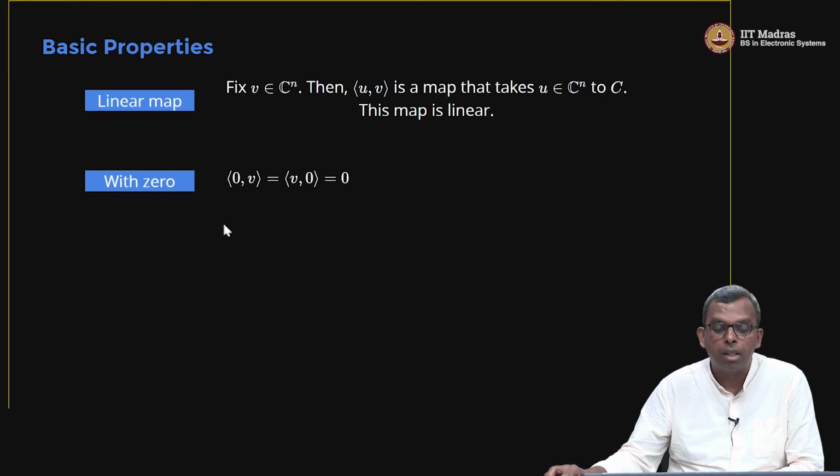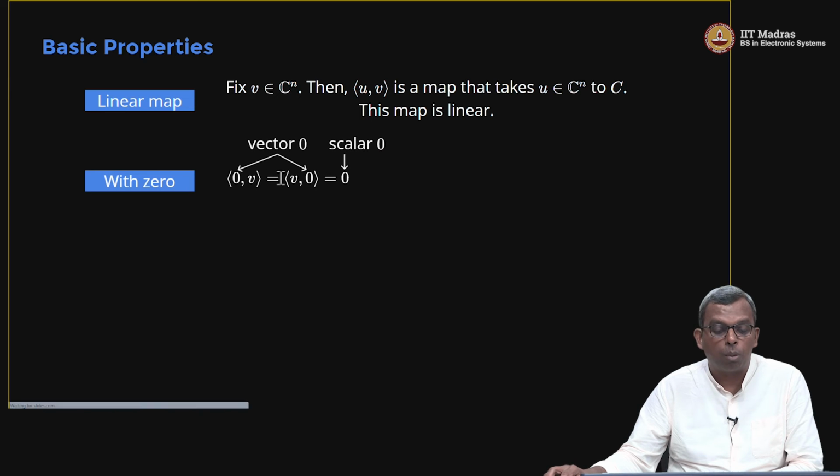That is one thing. Now, what happens with 0? This is also a useful thing to remember. If you do 0 comma any vector v, it is the same as any vector v comma 0, and both of them become 0, okay. Once you have 0 here, all the coordinates are 0, you multiply, you will get 0. There is nothing much to talk about here, okay.